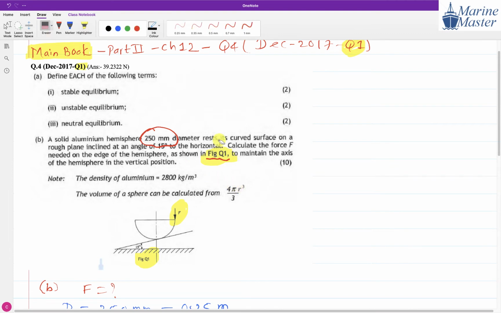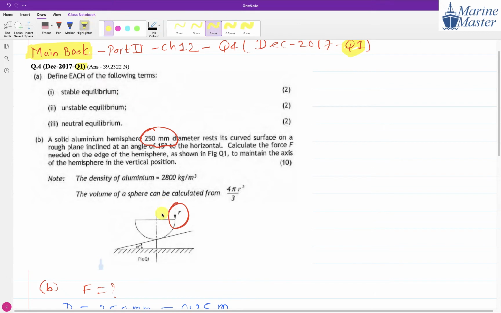to maintain the axis of the hemisphere in the vertical position. You got this point? To maintain the axis of the hemisphere in the vertical position. We have a density given. Now our target is to find this force F to maintain the axis of the hemisphere in the vertical position.